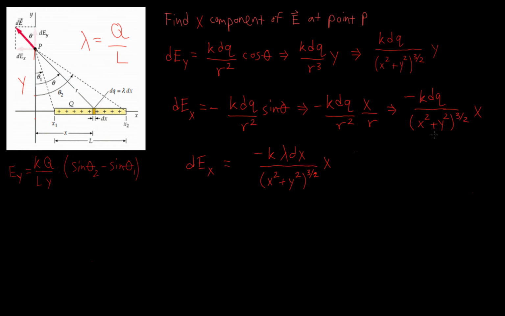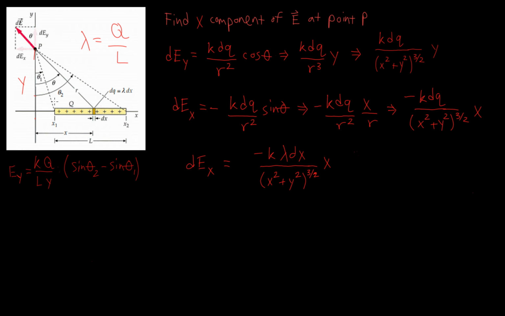And so if we substitute in that dq is equal to lambda times dx, where lambda is just the linear charge density, we would get this expression right here. And so just to recall, linear charge density, lambda, is just the amount of charge over a certain length. And a dq just represents a very small amount of charge that's equal to the linear charge density times dx.